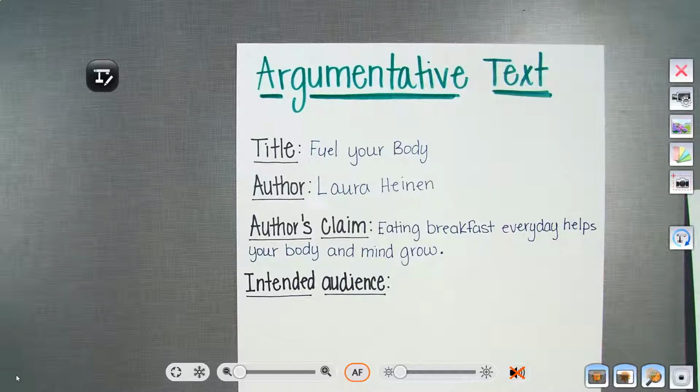Okay. Now, he thinks that that's his opinion. My opinion could be something different. Your opinion could be something different. You can tell me, well, Miss Samantha, I don't really eat breakfast every day because I'm not hungry. I don't want breakfast. Okay. So remember, the author's claim is what they're trying to get you to think, believe, or do.